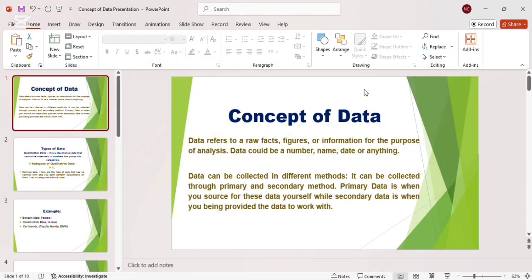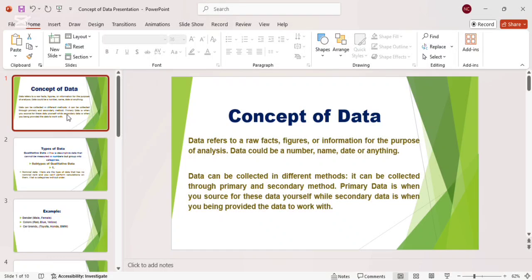Let's dive in. In today's class, I'll be talking about the types of data you must know as a data analyst. But first, let's explain the concept of data. What is data? Data refers to raw facts, figures, or information for the purpose of analysis. Data could be a number, name, date. In fact, it could be anything.